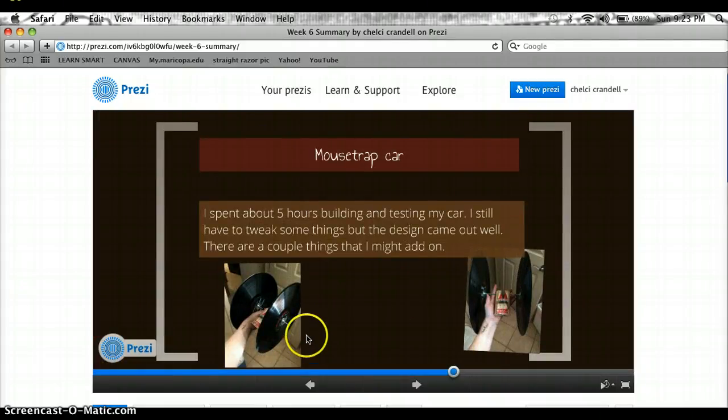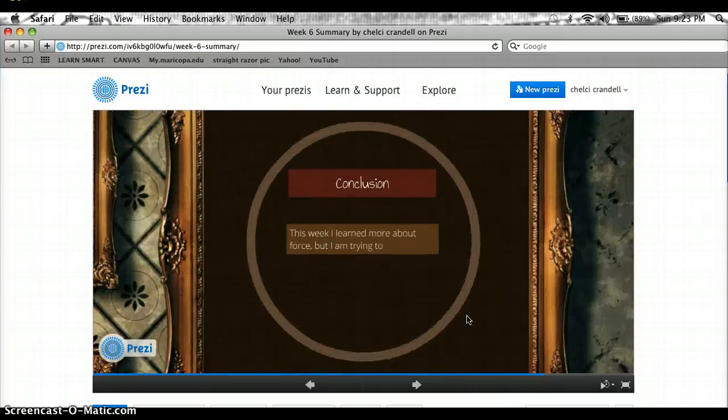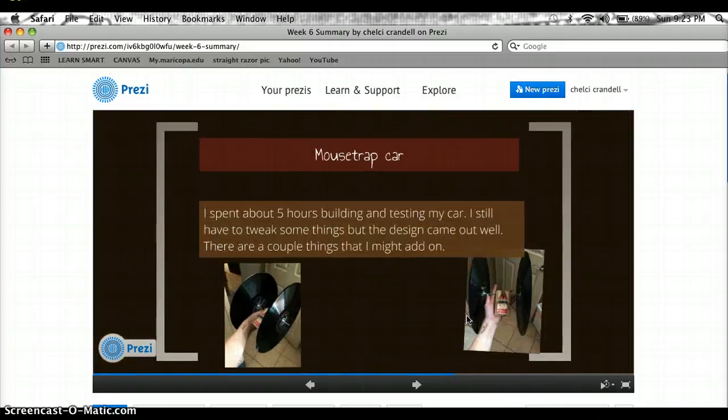This is how I built it. It took me about 5 hours to build it, not including the drying of the epoxy. And then I tweaked it the next week after I came into class and tested it out. This also cost me about $15 worth of parts.